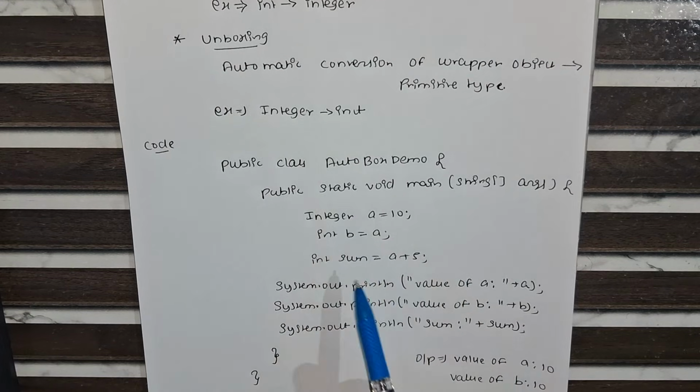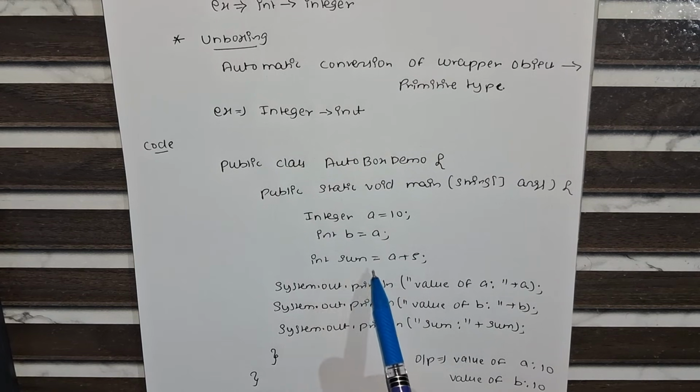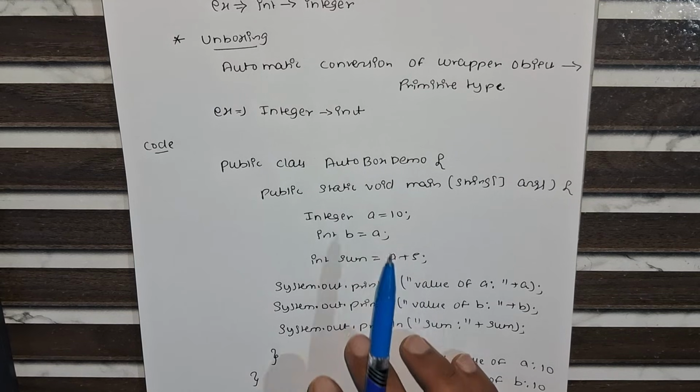Now int sum equals a plus 5. It means before addition a is converted from Integer to int, then addition happens. This is unboxing inside the expression.